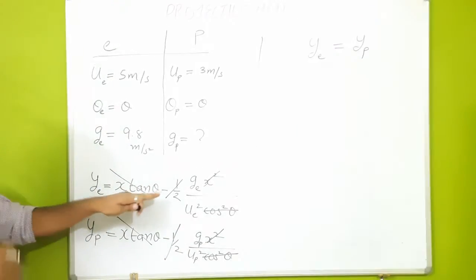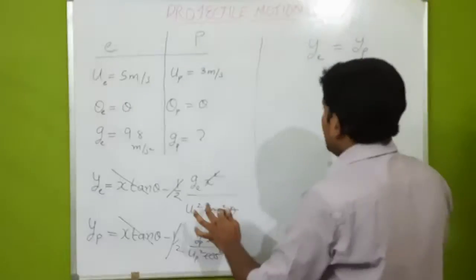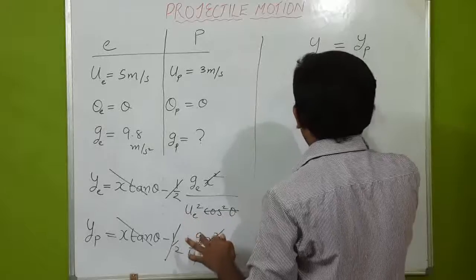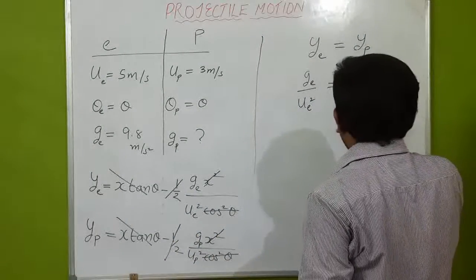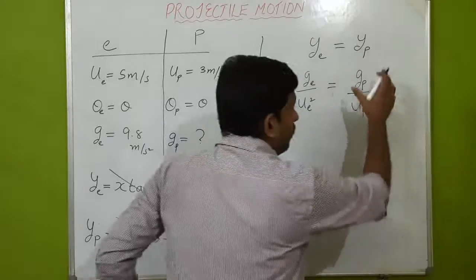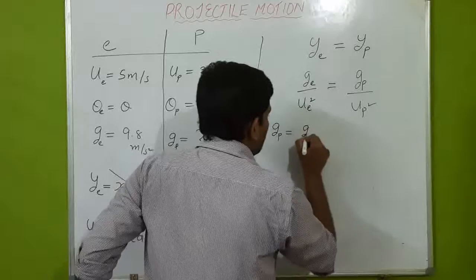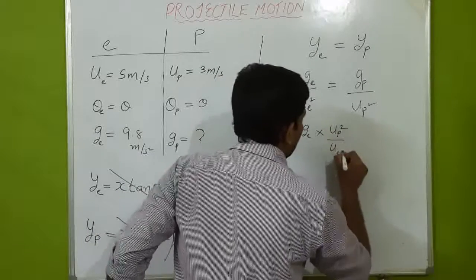Therefore we can cancel the common terms, and what remains is, from ye, ge divided by ue square. Similarly from yp we get gp divided by up square. We have to find the value of gp. Therefore gp is equal to ge into up square divided by ue square.